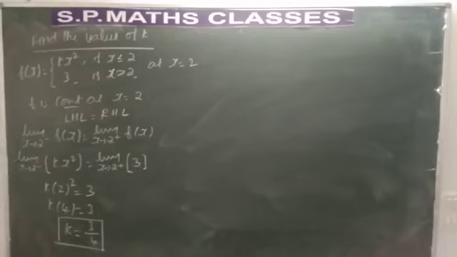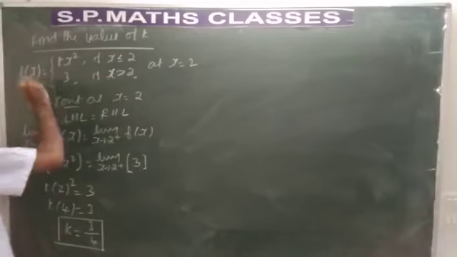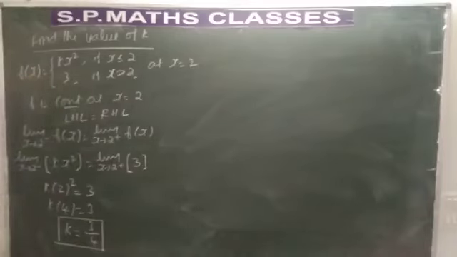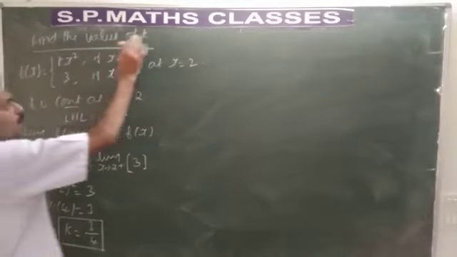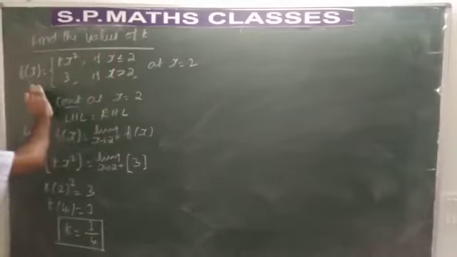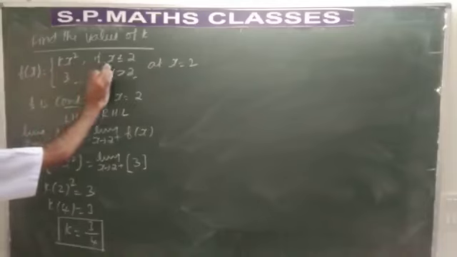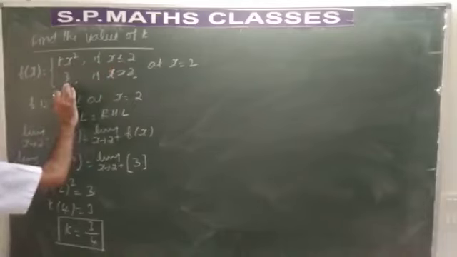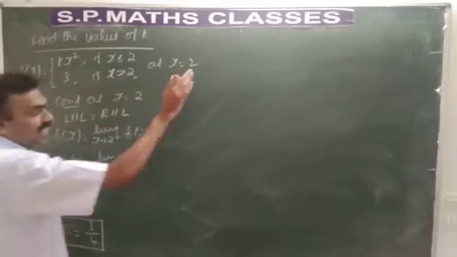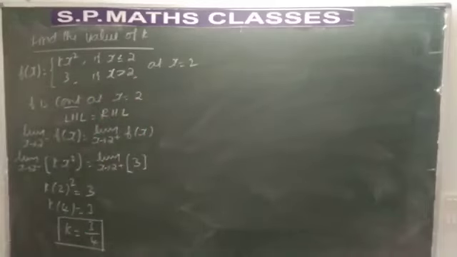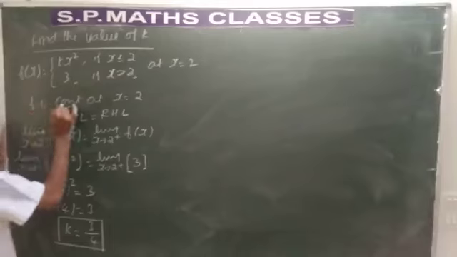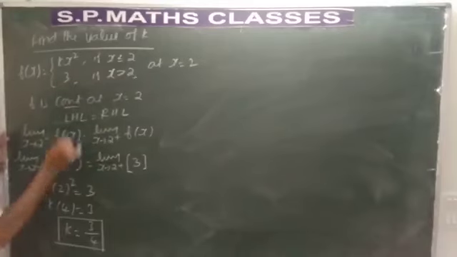Hence we conclude that if the given function f of x is continuous, then the value of k should be equal to 3 by 4. So please understand the problem. Find the value of k if the function f of x is equal to kx square if x is less than or equal to 2, 3 if x greater than 2, is continuous at x is equal to 2. They have given that it is continuous. Since f is continuous at x is equal to 2, left hand limit should be equal to right hand limit.